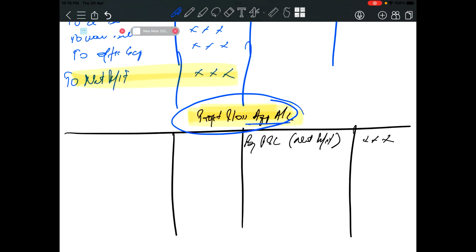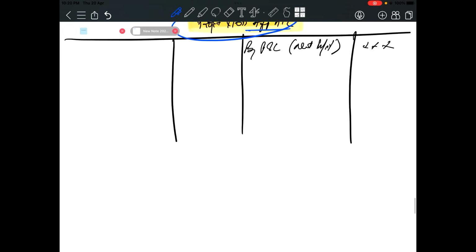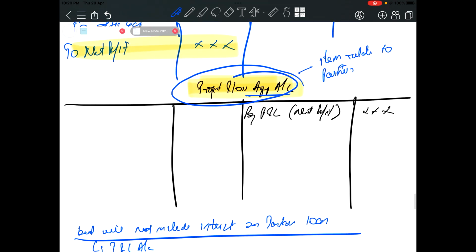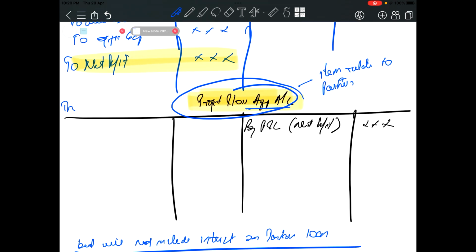Simply because this account will deal with items related to partners. Only items related to partners will be dealt with in the P&L appropriation account, but it will not include interest on partner's loan. Interest on partner's loan is an item of profit and loss account, it is not an item of the P&L appropriation account. Now see, this is the debit side, this is the credit side.